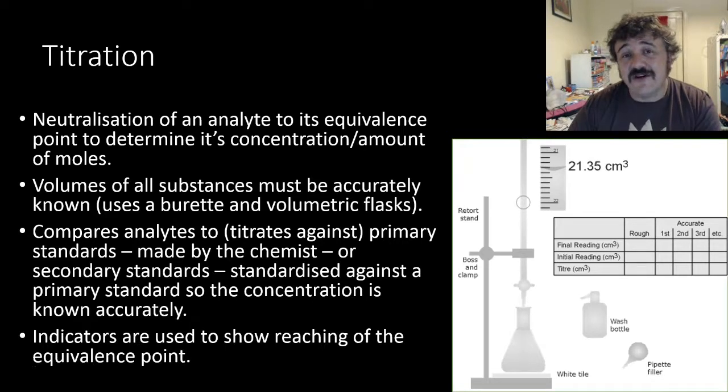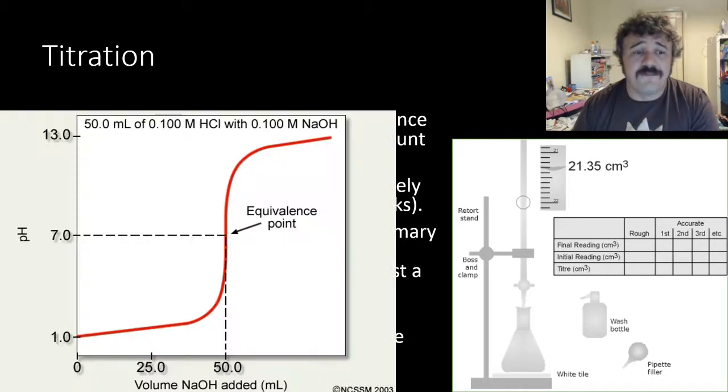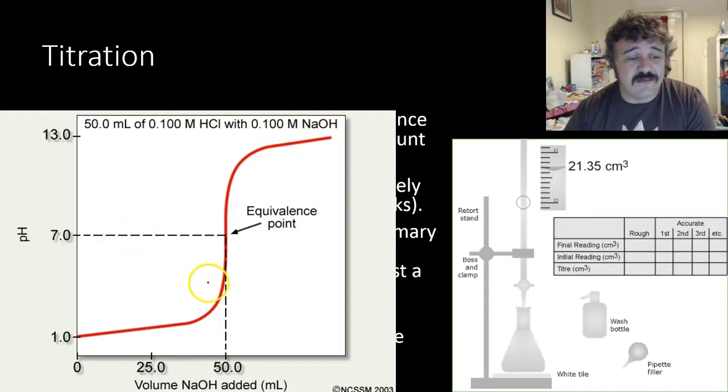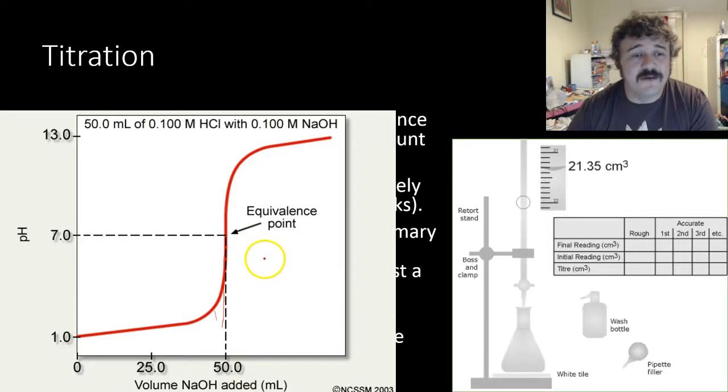We use an indicator to show when it has reached its equivalence point. Now, the equivalence point is when it is all neutralized out. It's turned all of the acid into the salt. So it looks like this. Okay, so here we're neutralizing 0.1 molar hydrochloric acid with 0.1 molar sodium hydroxide, and we can see that when you add 25 to 50, at this point here, we would start to get a very rapid change. And that's where it would change color. In this case, you would be using phenolphthalein.